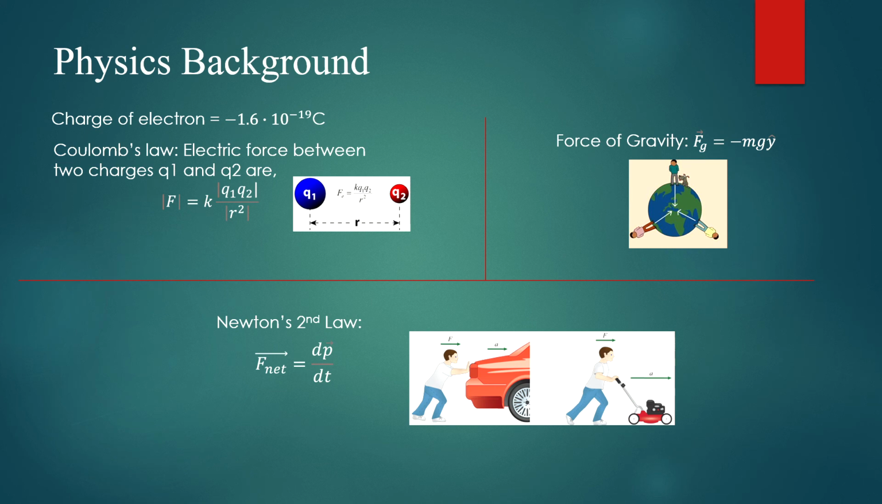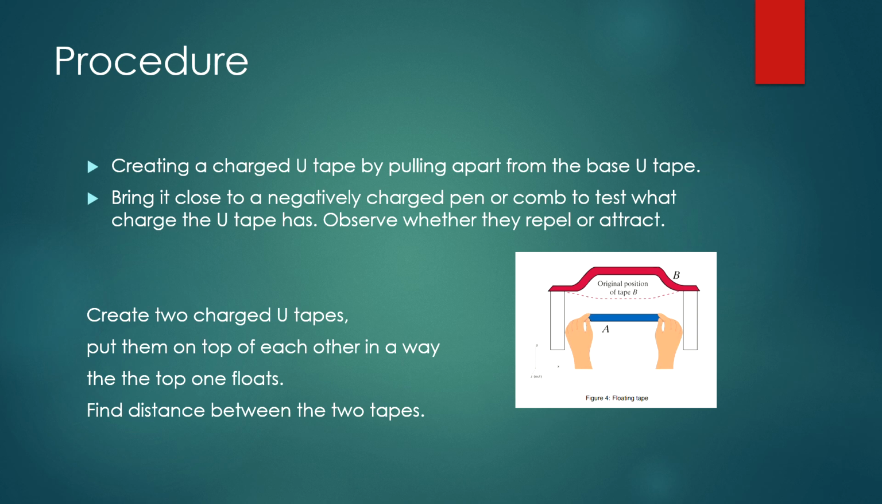And Newton's second law states that the net force acting on an object is the rate of change of its momentum. And since we know that an object in equilibrium has zero change in momentum, therefore no net force acting on it. And we're going to use this because the net force acting on a floating U-tape is zero because it's stationary, it's not moving.